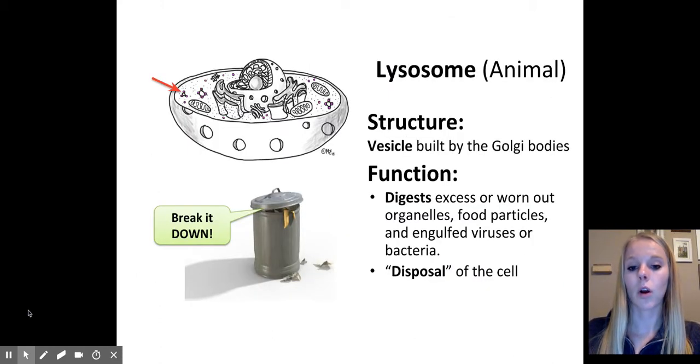Lysosomes are only located in animal cells. They are the garbage disposal of the cell. Lysosomes clean up the cell by getting rid of excess or worn out organelles, food particles, and bacteria or viruses.